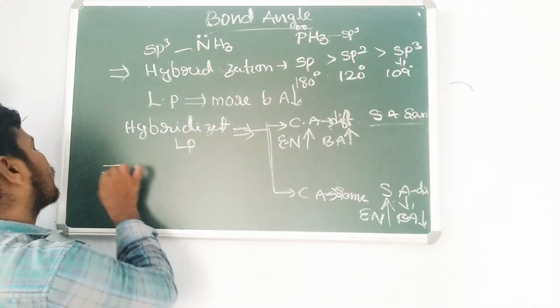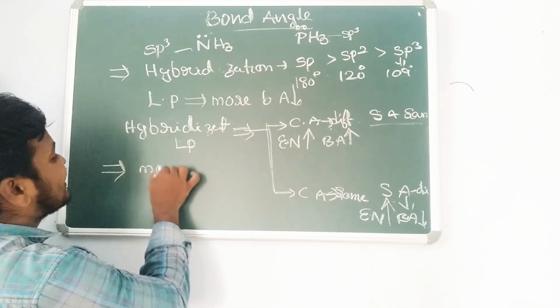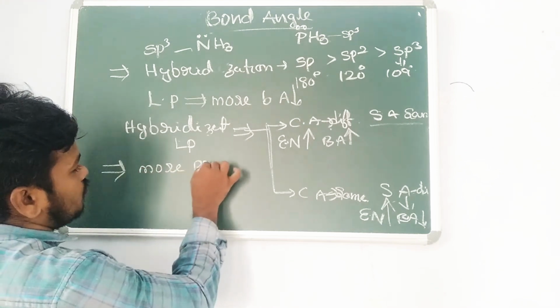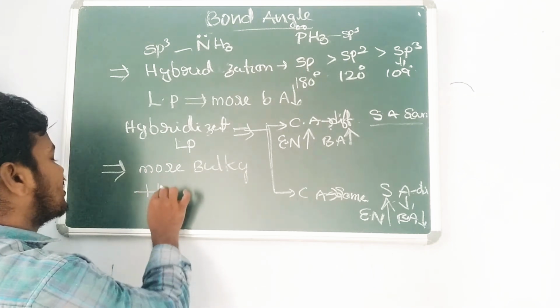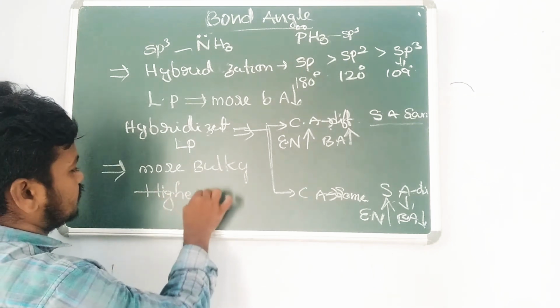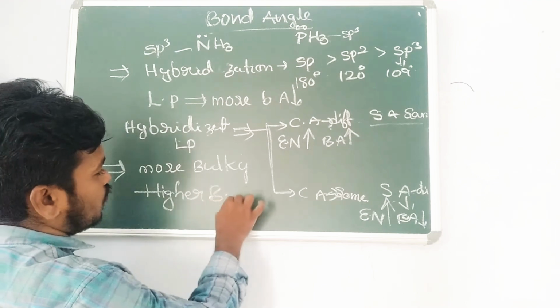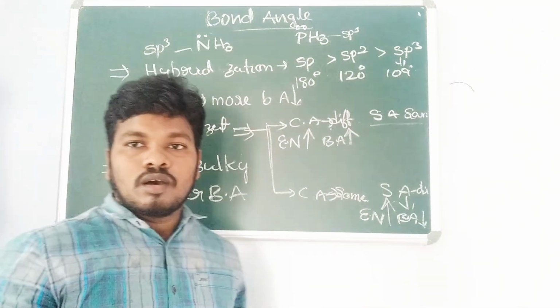Next one, the more bulky group. The molecule containing the more bulky group has the higher bond angle.